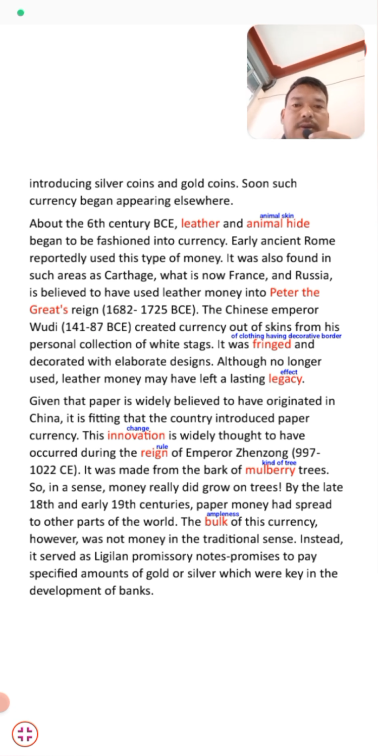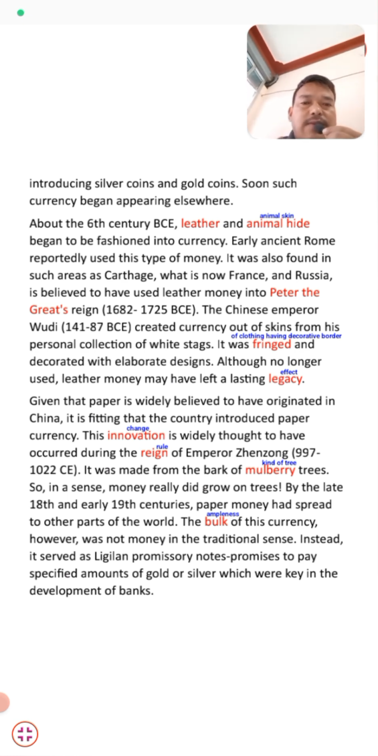The Chinese Emperor Wu Di, 140 to 87 BC, created currency out of skins from his personal collection of the white stag. It was fringed, students, meaning it had a decorative border and was decorated with elaborate designs. Although no longer used, leather money may have left a lasting legacy. Legacy means here the effect, students.